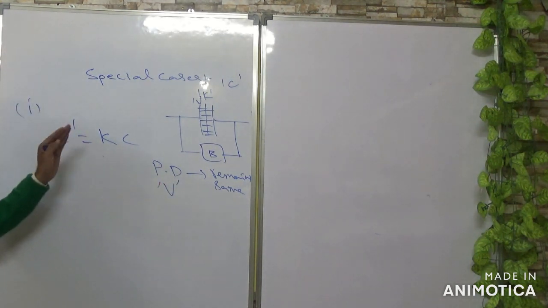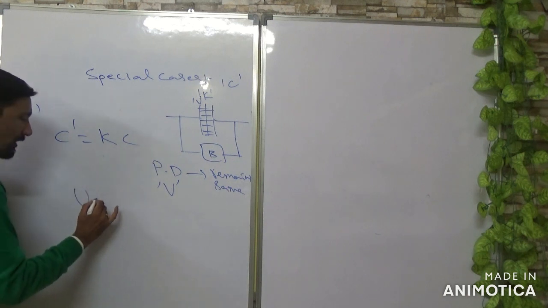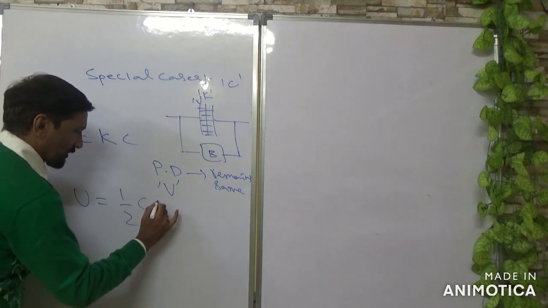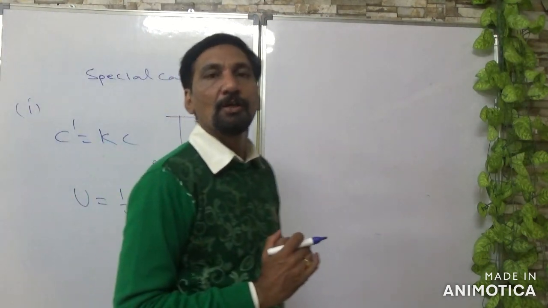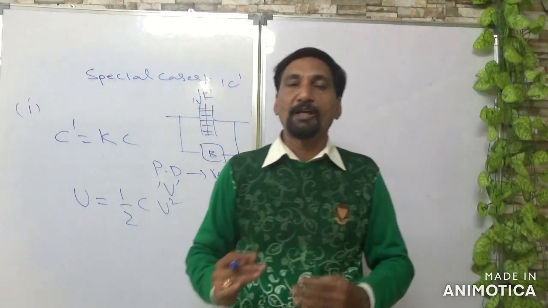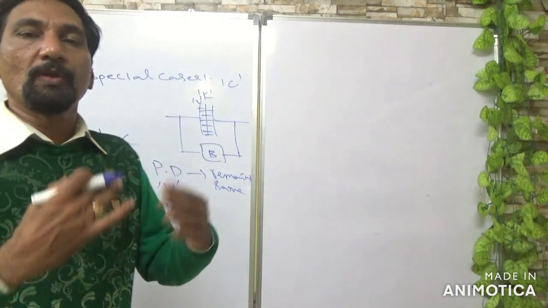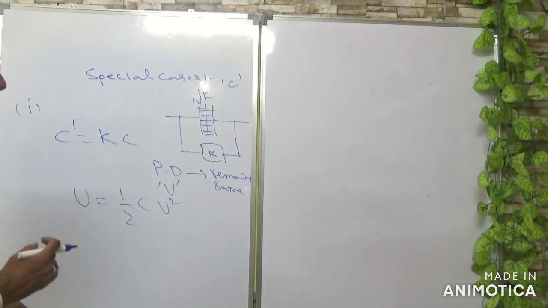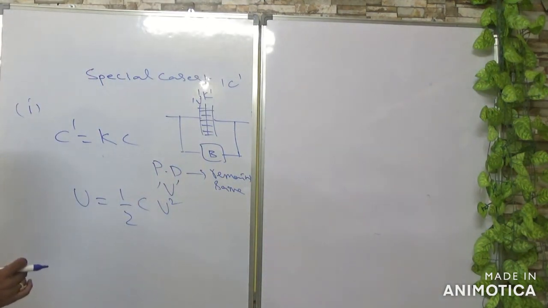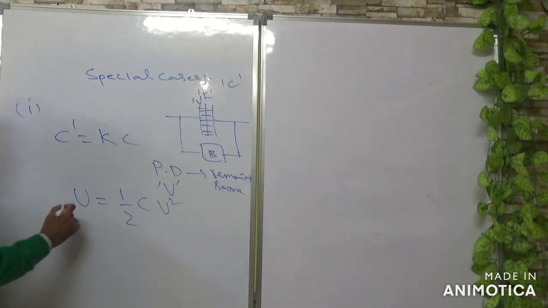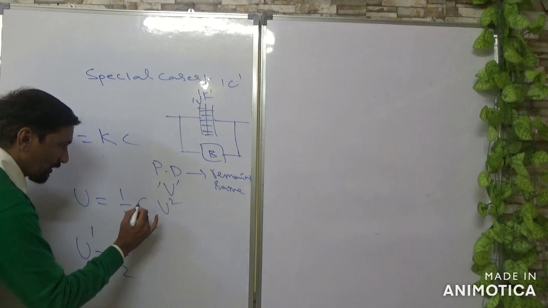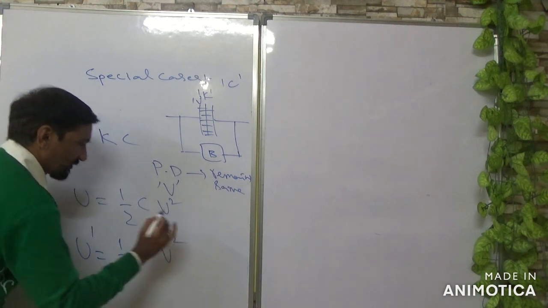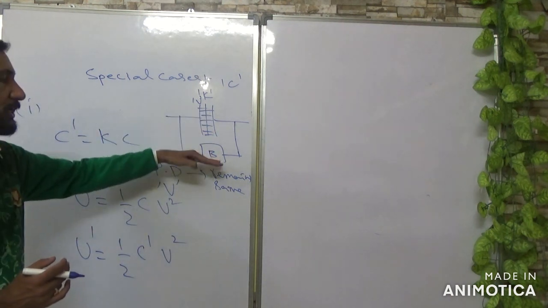So here we know V and C. Whenever these two are known, we can use the formula for energy stored in a capacitor, half CV square, instead of Q square by 2C. Why are we not using that formula? Because when connected to a battery, the charge will keep changing. That is why we are using half CV square for the initial energy. Now the final energy is half C dash V square, with no change in the potential.